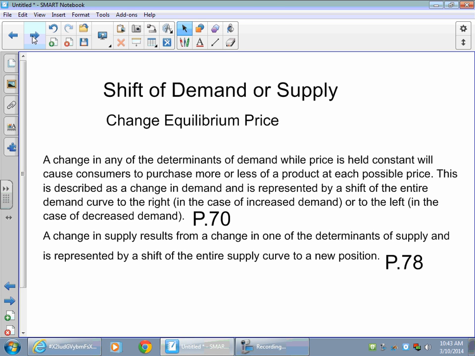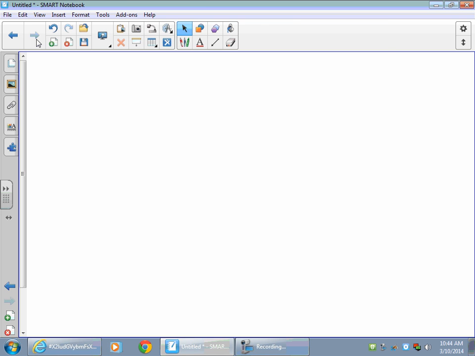So again, if you want to look back, for the last test, page 70 talks about how demand shifts, and page 78 talks about how supply will shift, for different reasons. Because basically I'm going to pick out one of these for the scenario on the test, and then you have to draw the graph. So let me go through and draw a hypothetical example.